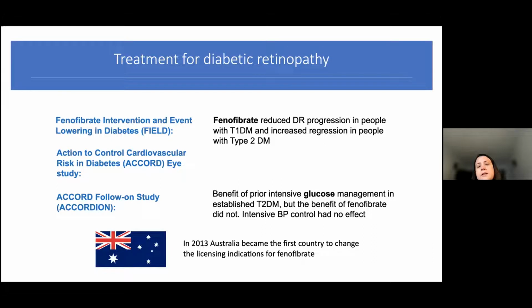But it's only had its license changed in Australia. So fenofibrate in Australia is licensed for use in diabetic retinopathy, but it's not in the UK or any other country as far as I'm aware. So if fenofibrate is mentioned by an ophthalmologist to be used, it would need to be a discussion between primary care and secondary care to try and see whether or not it would have any benefits, and what the consequences, side effects and things that they would need to think about.